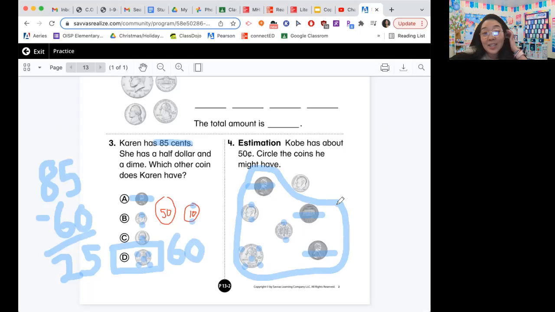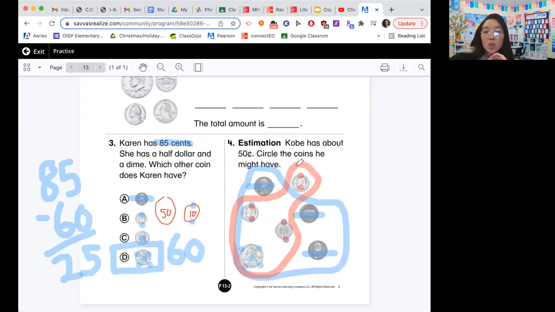You could have technically circled the other dime instead. You could have done, let's do it in a red color. You could have said that he had 25, 30, 35, 40, 45, 50, 55, because that would be 55 cents. And so that would be close to 50 cents too. So either of those answers would have worked.